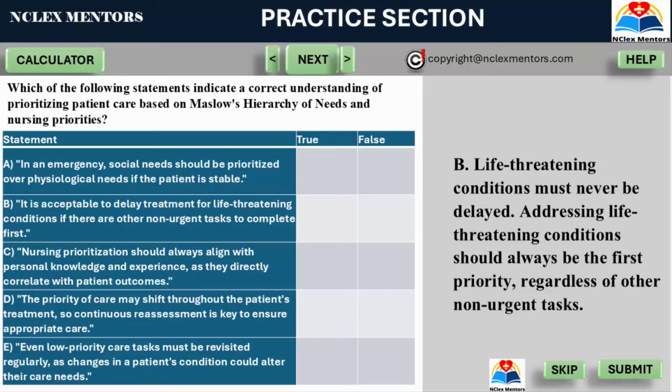Option B. This is false. Life-threatening conditions should never be delayed. If someone is facing a life-threatening situation, that needs to be addressed immediately. Non-urgent tasks can wait.